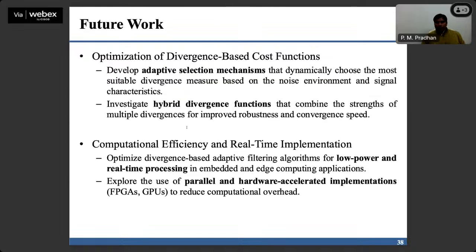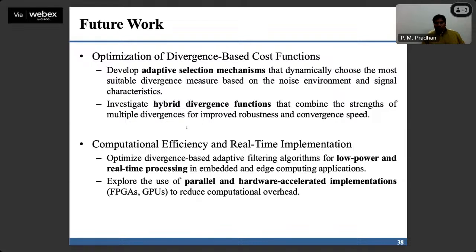Future work: you can optimize the divergence-based cost functions. You can have an adaptive selection mechanism. The way we optimize the parameters of the adaptive filter using evolutionary algorithms, you can also use those algorithms for optimization of these cost functions. There could be a hybrid divergence function which combines multiple divergence measures. The computational efficiency and real-time application can also be looked at.